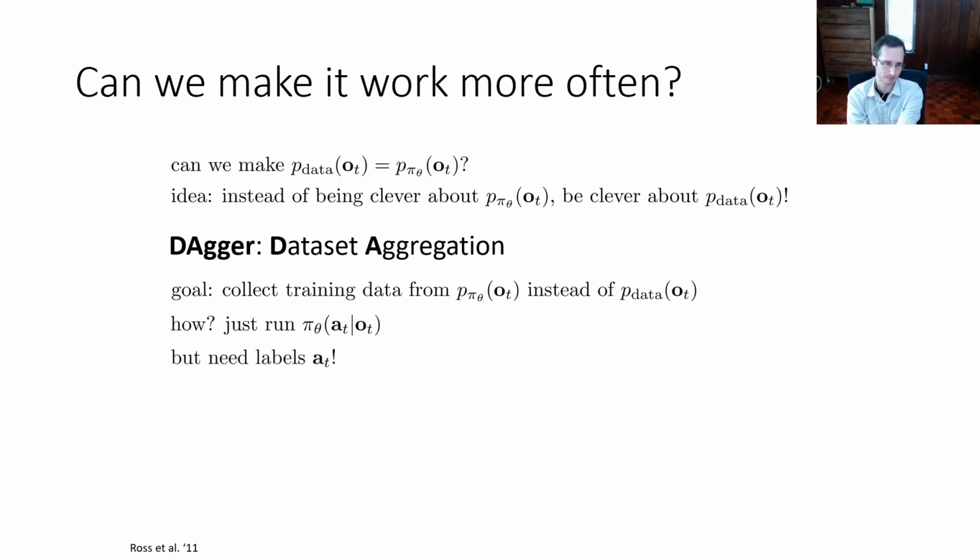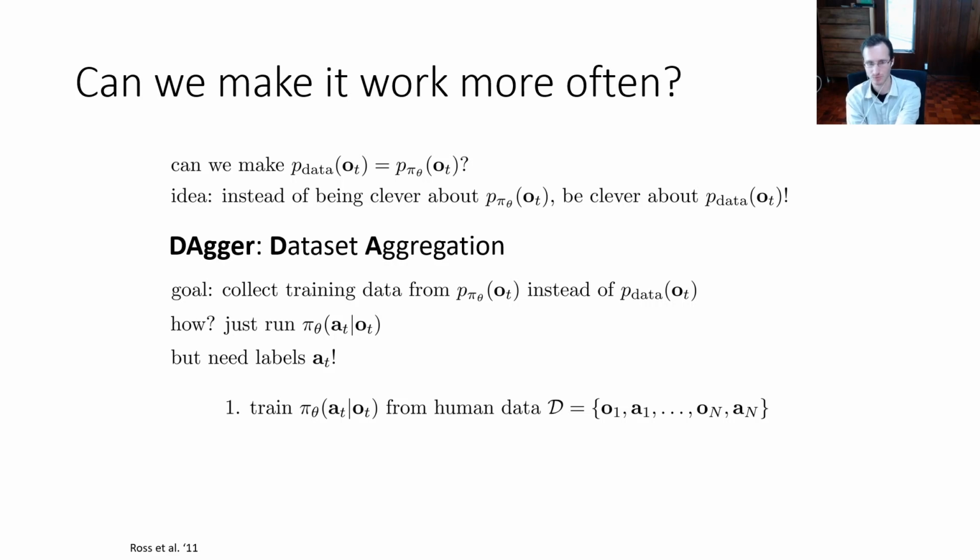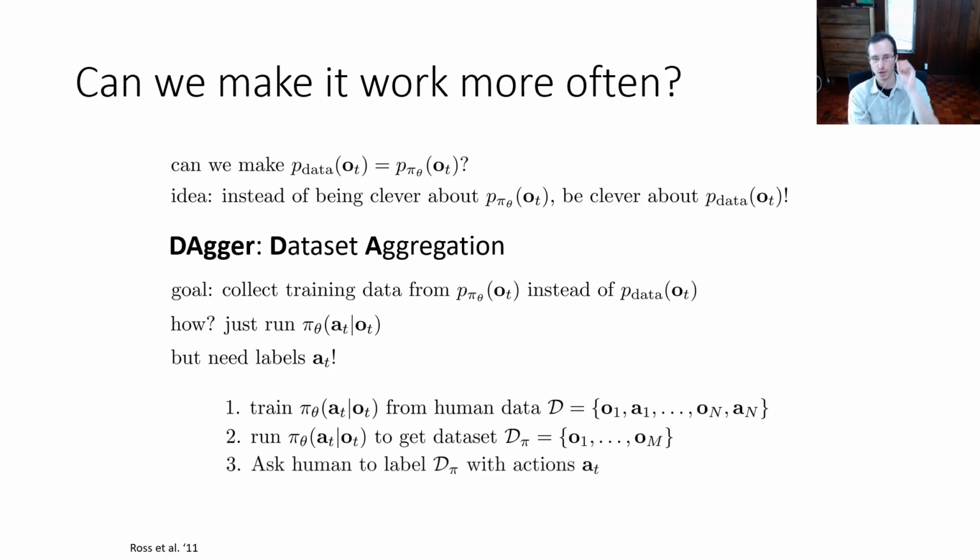So here's the algorithm. Now we're going to need labels for all those states. We're going to train our policy first on our training data, just on our demonstrations to get it started. And then we'll run our policy and we'll record the observations that the policy sees. And then we'll ask a person to go through all of those observations and label them with the action that they would have taken. Okay? And now we have a labeled version of the policy data set. And then we're going to aggregate. We're going to take the union of the original data set and this additional labeled data set that we just got, and then go back to step one, retrain the policy, and repeat.